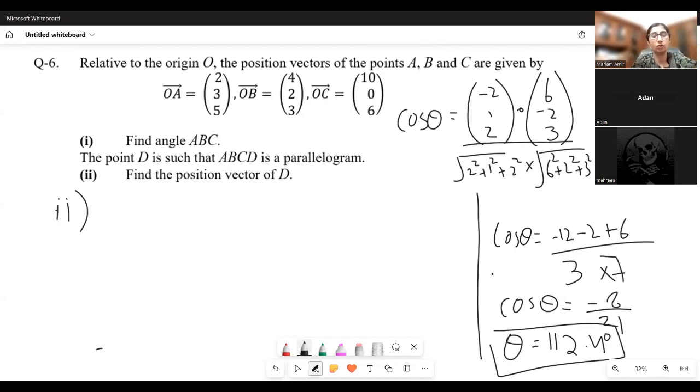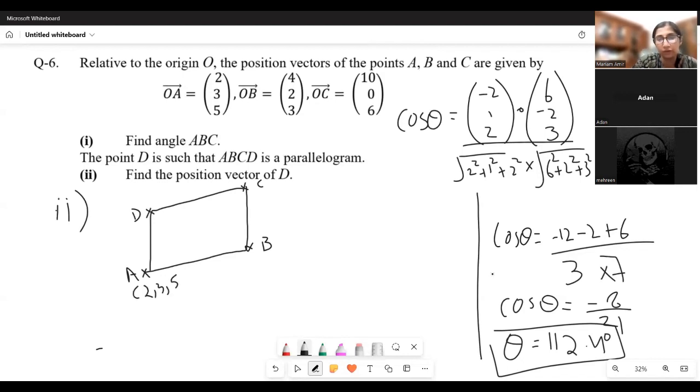Find the position vector of D, given that the point D is such that ABCD is a parallelogram. Okay, so there's a point A, then there's a point B, the point C, and there's a point D, because ABCD makes a parallelogram. Okay. So A is 2, 3, 5, so I'm writing 2, 3, 5. OB is 4, 2, 3, so I'm writing in terms of coordinates 4, 2, 3. C is 10, 0, 6. And you have to find the coordinates of D.